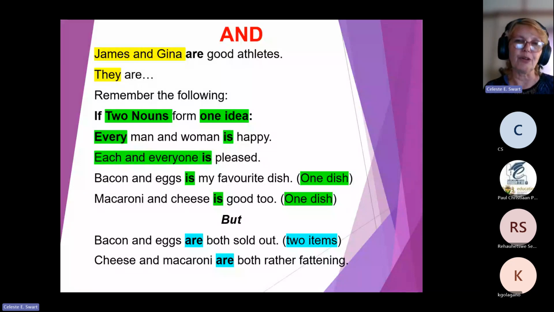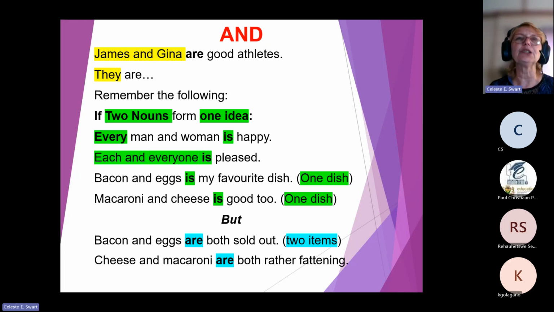But you must remember the following, and this is where English gets a tiny bit tricky. If two nouns form one idea, things like every man and woman is, every is, each and every one is. Now we get stuff like this. When we speak of bacon and eggs, is my favorite dish. We're speaking of one dish. That is why the verb is in the singular. And the same with macaroni and cheese, is good too.